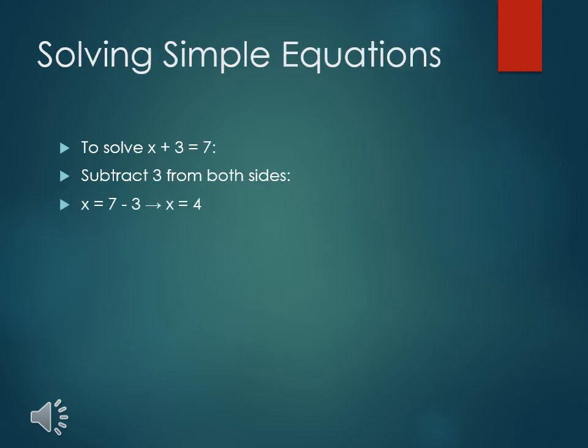Solving simple equations. To solve x plus 3 equals 7, subtract 3 from both sides. x equals 7 minus 3, x equals 9.